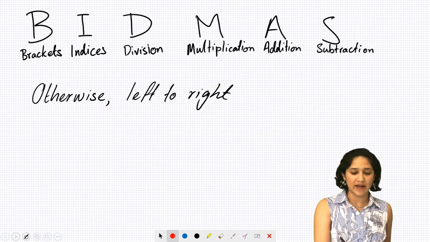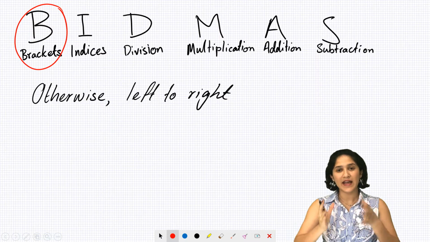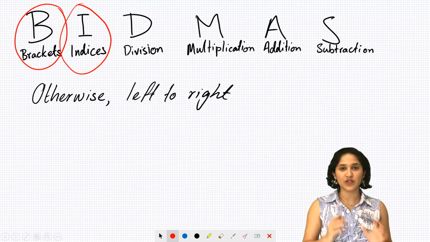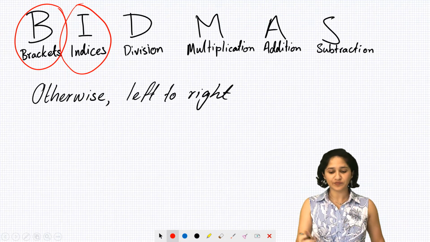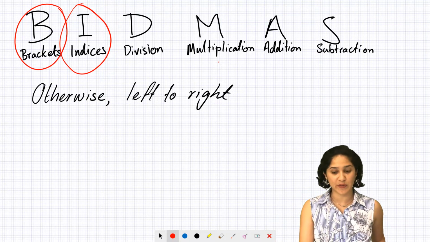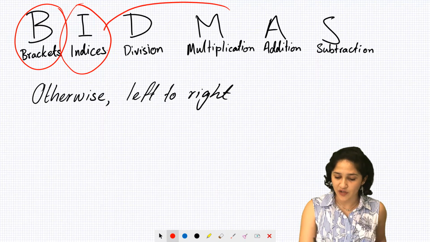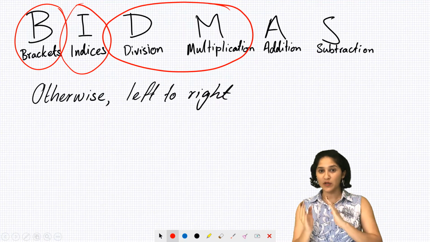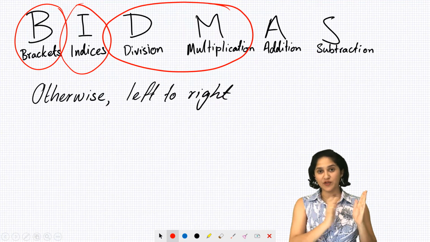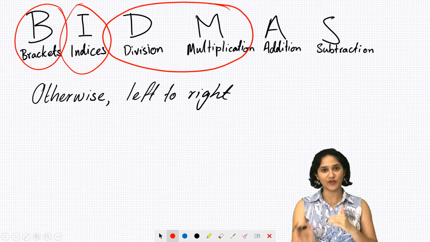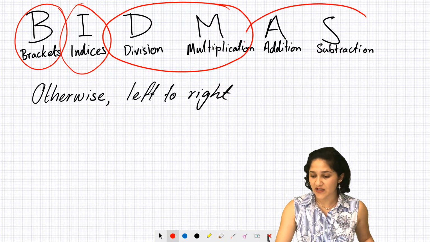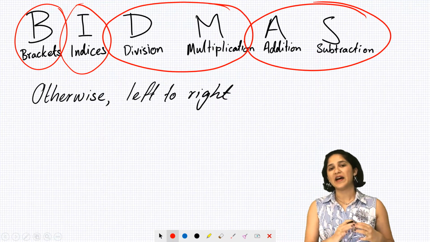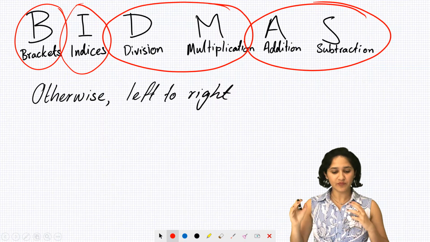The first one is brackets. Anything that's in brackets has to be evaluated first. Next we do indices, so any powers that we have. Then we've got division and multiplication, and these two actually have to go together. There's nothing about doing division before multiplication. You just go left to right, whichever one comes up first, you do that one first. And the same with addition and subtraction, they actually go together. You don't have to do addition before subtraction, they're at the same level.